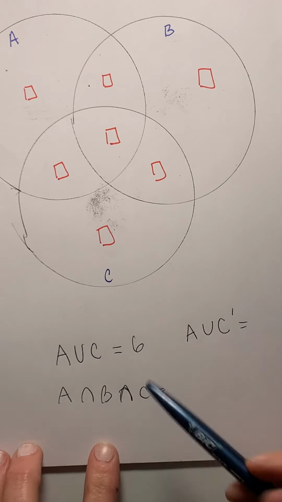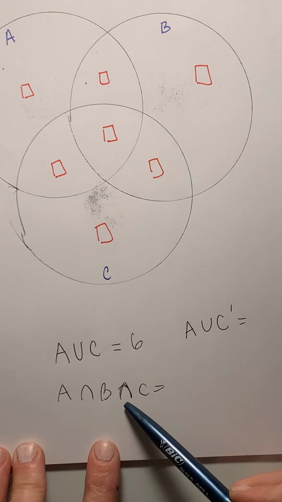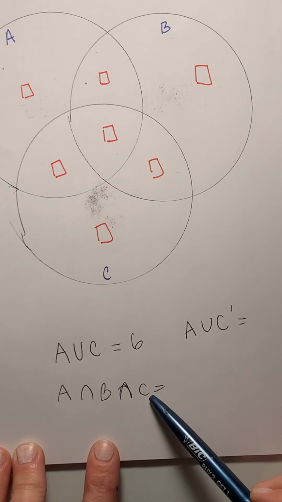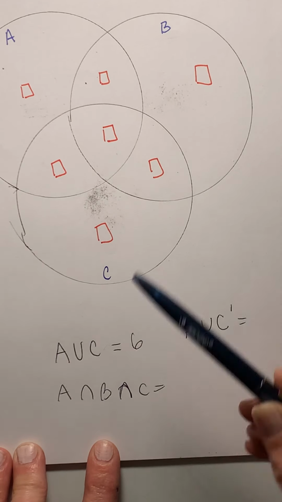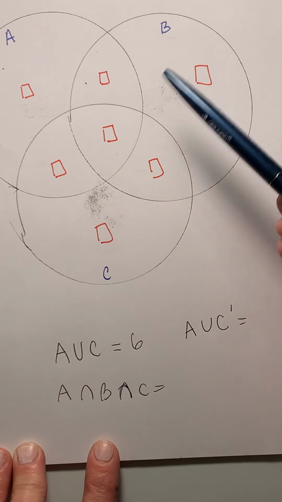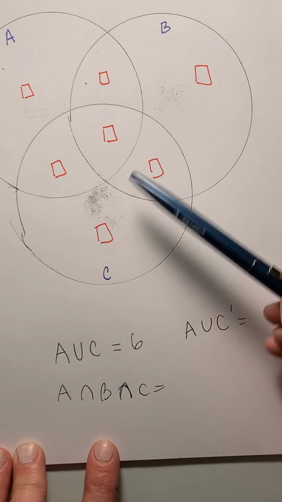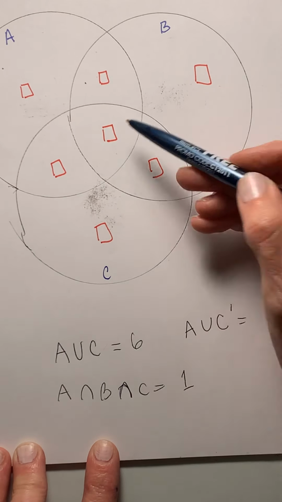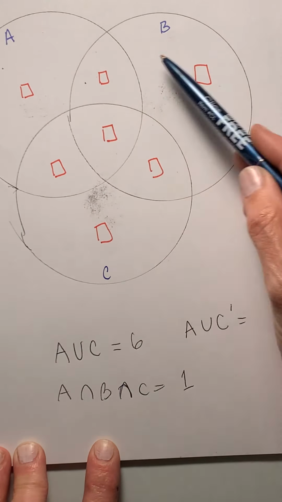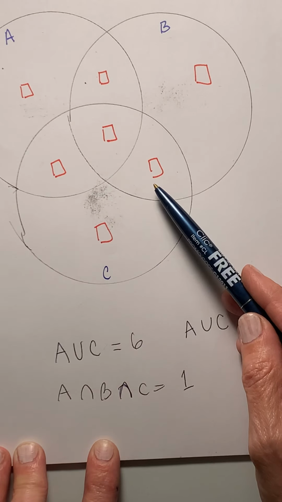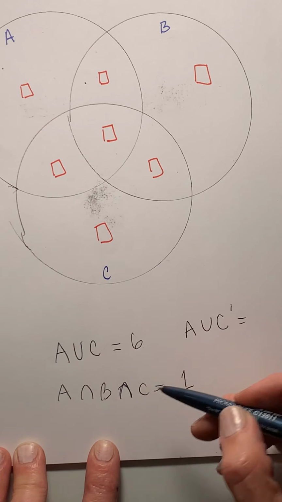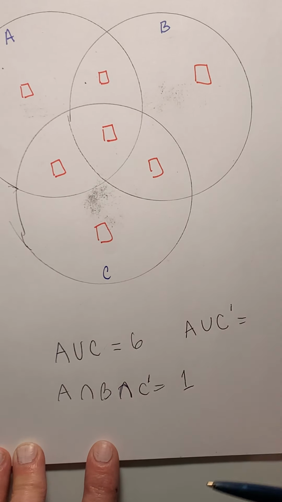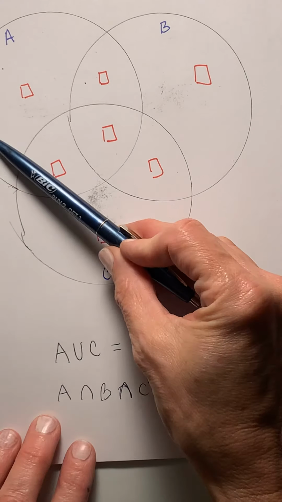So this last one here says A and B and C. So intersect those three, like tall and dark and handsome. So what little squares are in all three of those? Just one, right? There's only one of those squares that's in all three of those, in A and in B and in C.